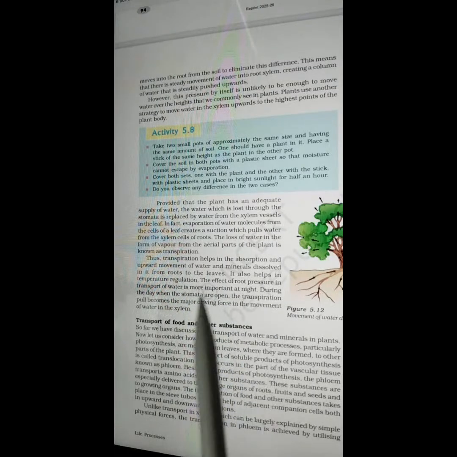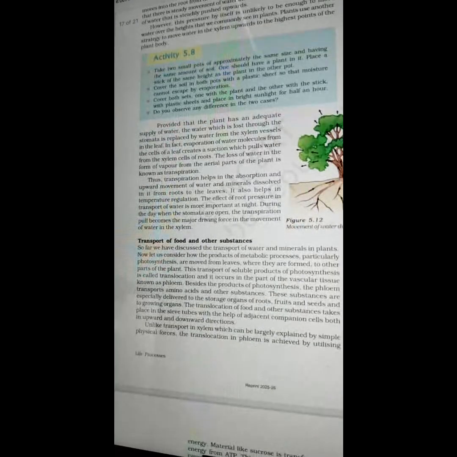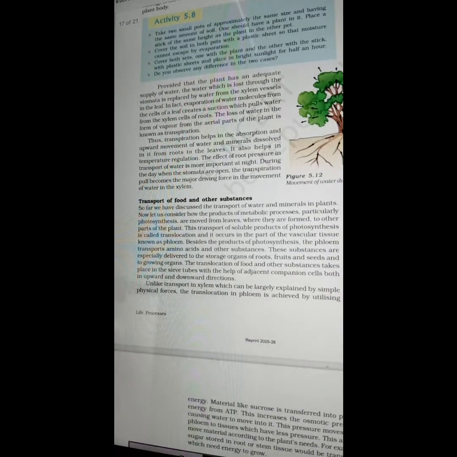The effect of root pressure in transport of water is more important at night. During the day, when the stomata are open, the transpiration pull becomes the major driving force in the movement of water in the xylem.